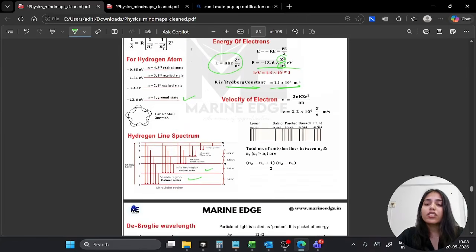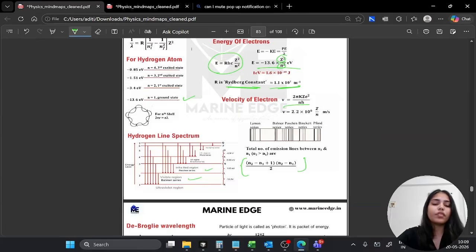Now, the velocity of electrons, or the velocity at which they revolve in different shells, is given by this formula. Now, the number of emission lines that will be formed when the electron jumps from some n1 shell to some n2 shell is calculated using this formula.